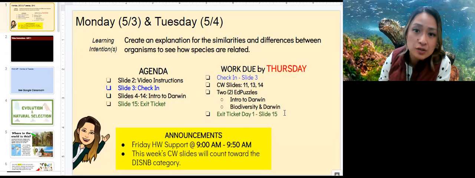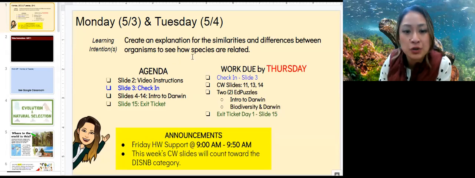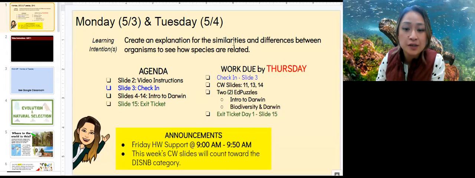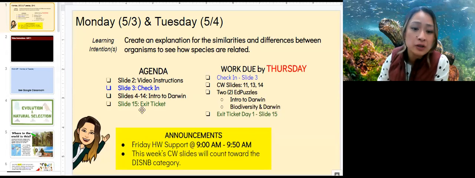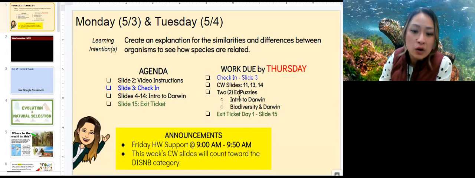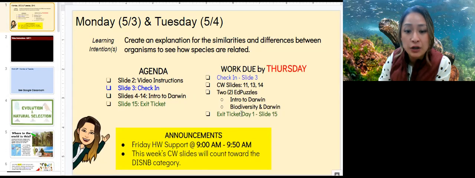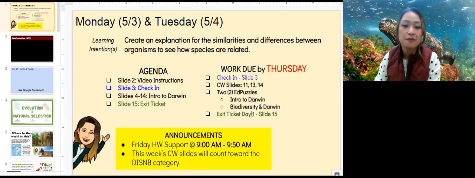Our learning intention for today is to create an explanation for the similarities and differences between organisms to see how they're related. Your agenda is on the left and your work due by Thursday is on the right. By Thursday, be sure to complete the check-in form, which will be on Google Classroom. Your classwork slides 11, 13, and 14. You'll have two Edpuzzles, one that is called Intro to Darwin and another called Biodiversity in Darwin. Your exit ticket for day 1 will be on slide 15.